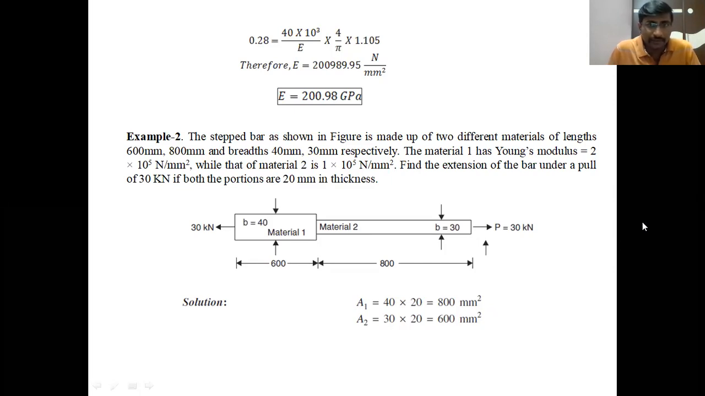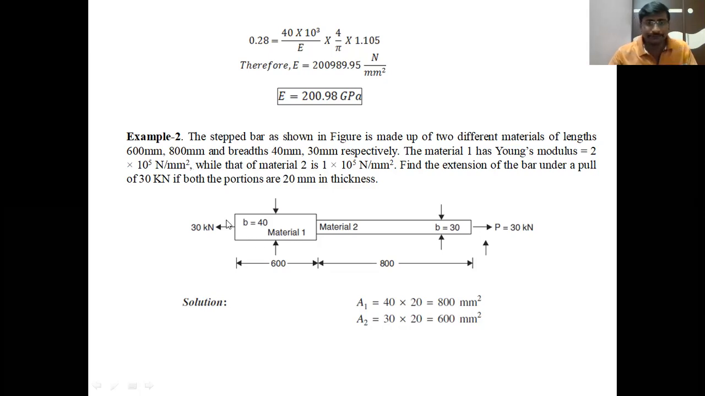First of all, look at the second problem, second example. The stepped bar as shown in figure is made up of two different materials of length 600 mm, 800 mm and breadth 40 mm, 30 mm respectively. The material 1 has Young's modulus 2 into 10 to the power of 5 newtons per mm square, while that of the material 2 is 1 into 10 to the power of 5 newtons per mm square. Find the extension of the bar under the pull of 30 kilonewtons if both the portions are 20 mm in thickness. So this is the problem.